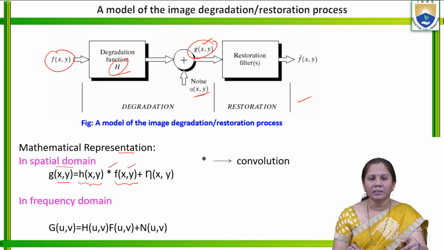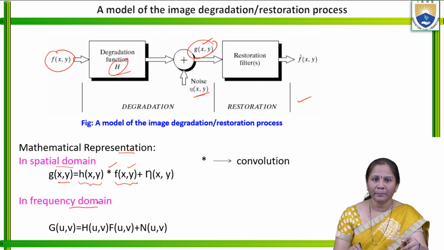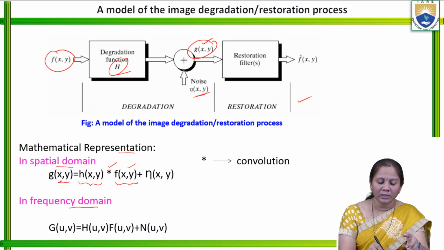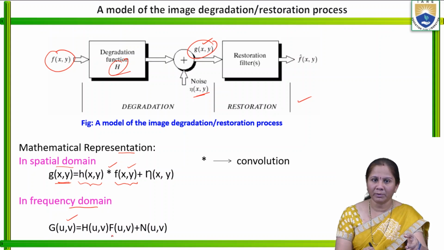To represent the same thing in the frequency domain, we apply the Fourier transform. The Fourier transform of g of x comma y is G of u comma v. Similarly, h of x comma y will be represented as H of u comma v in the frequency domain.